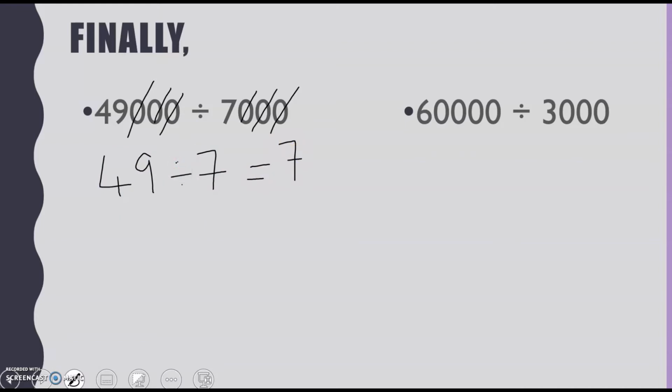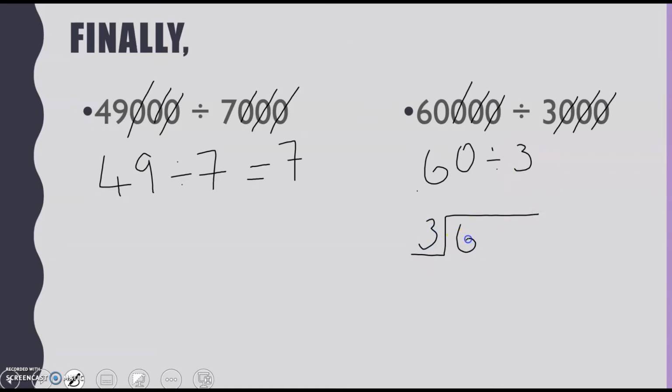And then 60,000 divided by 3,000, I'm going to have to be careful here. That's 1 0, 2 zeros, 3 zeros, so that is leaving me with 60 divided by 3, and again I'm going to do this as my column sum. 3 goes into 6 twice, no remainder. 3 shares 0 0 times, and so 20 is my answer.